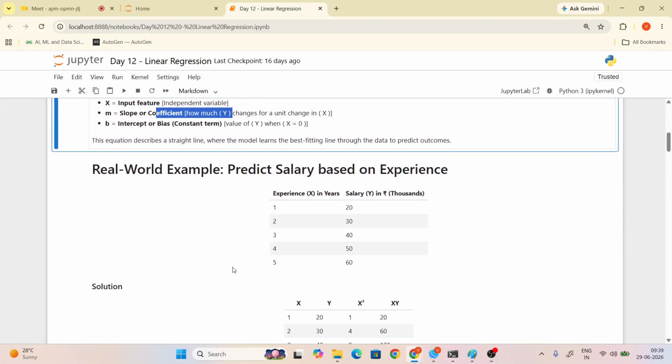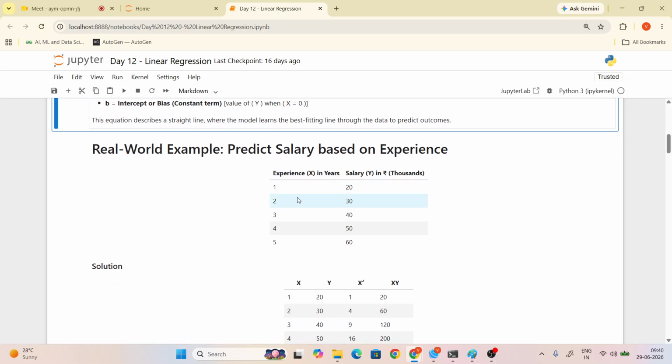The slope means we take two points, x and y. Just assume experience is taken as x, the input, and salary is y, our output. Now tell me, guys, if you have 1 year of experience, your salary is 20,000. If you have 2 years of experience, your salary is 30,000. Now tell me, if you have 5 years, your salary is 60. Now tell me another: if you have 6 years of experience, what's your salary?